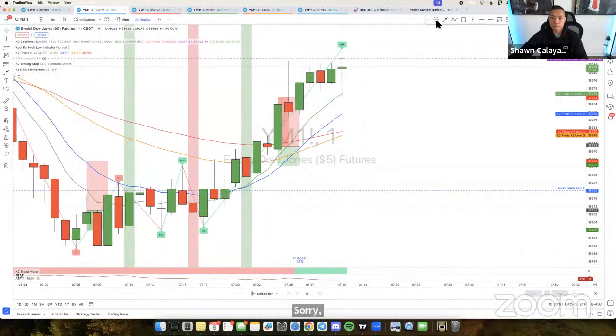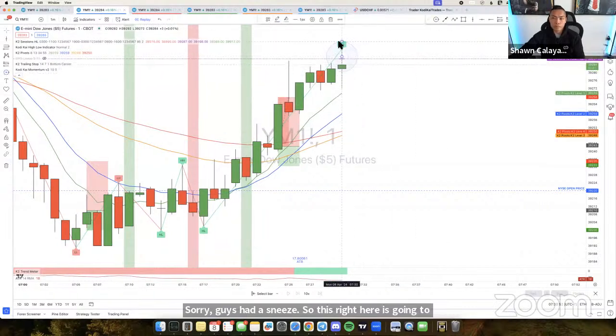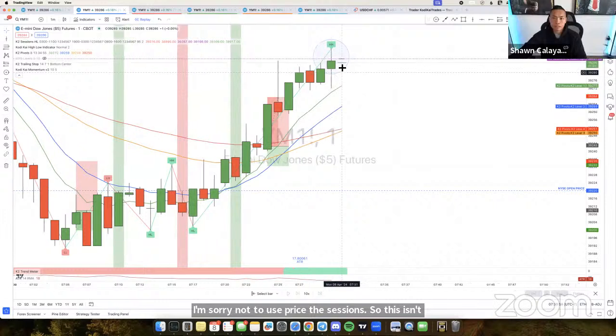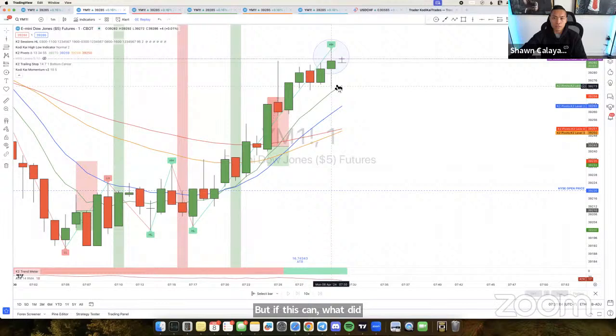So this right here is going to be at the news price. So I'm sorry, not news price, the sessions. So this isn't going to be an entry that we're going to be looking for right here. But if this candle, I was seeing if it was going to close red, because if it did close red, this would be a setup.